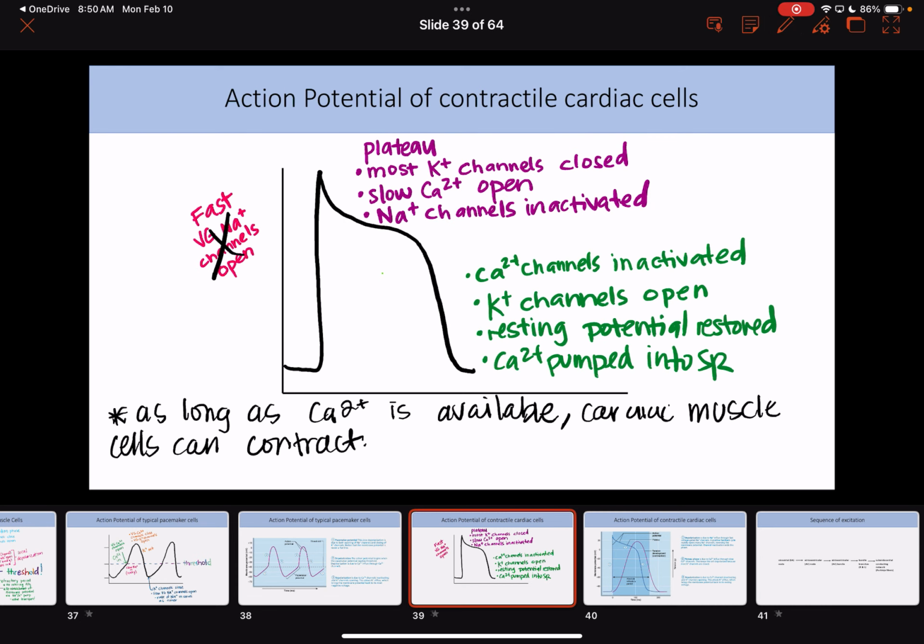So then during our repolarization phase, calcium channels are now closed, potassium channels open. We have an efflux, which brings us down just like with the other action potentials, and the resting potential is restored. And during this time, calcium is pumped back into the sarcoplasmic reticulum so we can have that rest period in between and give the ventricles time to be filled up before the next action potential.